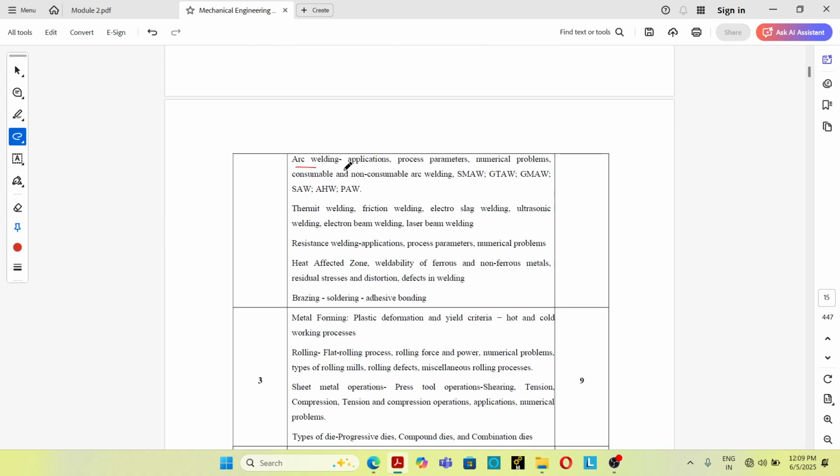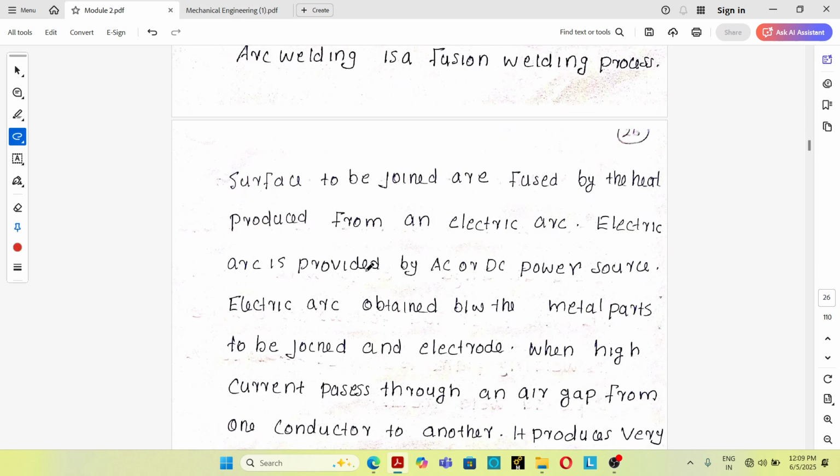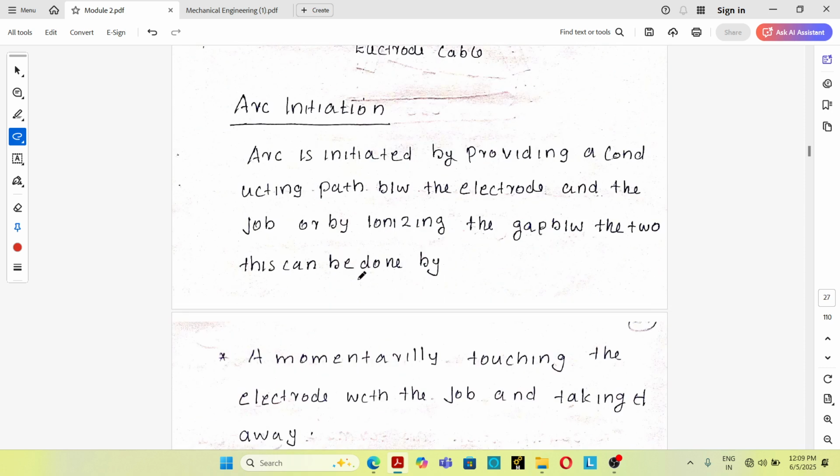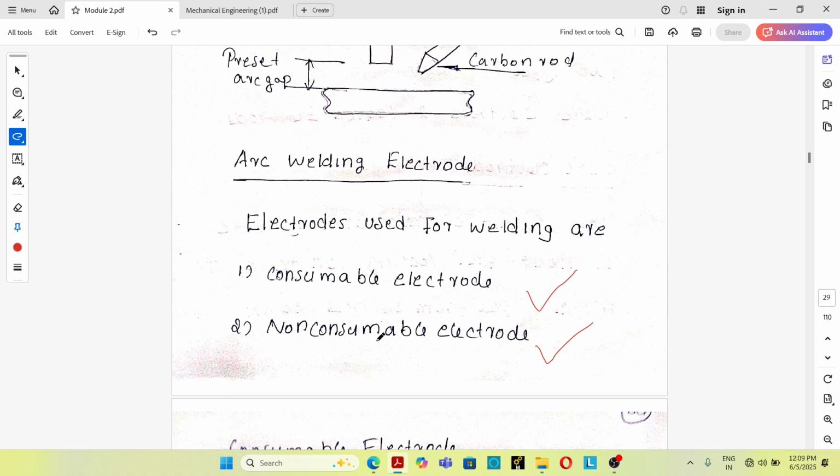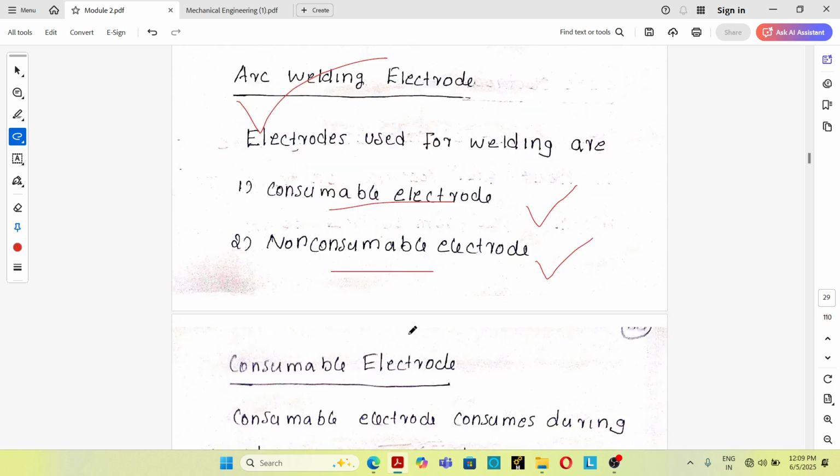The next one is arc welding process. Arc welding process, application, process parameter, some numerical problem related to arc welding process, consumable and non-consumable arc welding process. Then different types of arc welding process like shielded metal arc welding process, gas tungsten arc welding process, gas metal arc welding process, submerged arc welding process, atomic hydrogen arc welding process, plasma arc welding process. Then slag welding process is also an arc welding process. So we have arc welding process, arc initiation techniques, arc welding electrode, consumable and non-consumable electrodes.